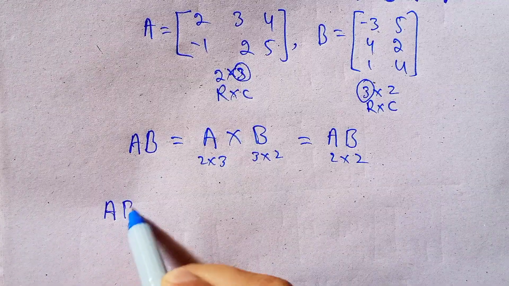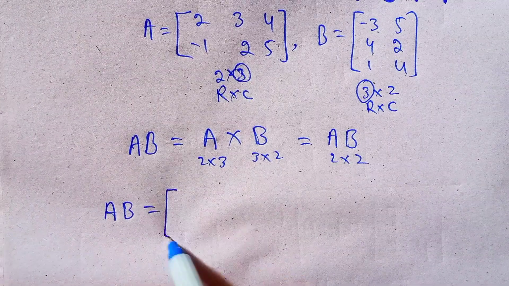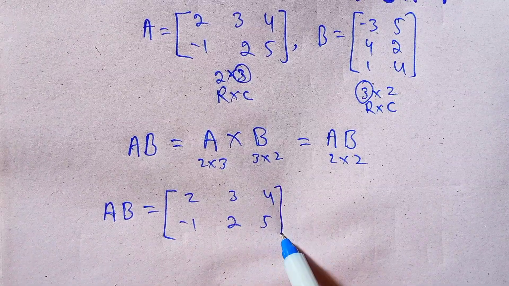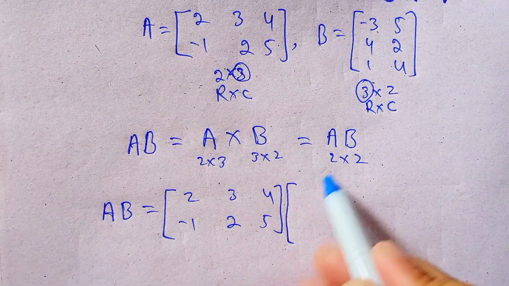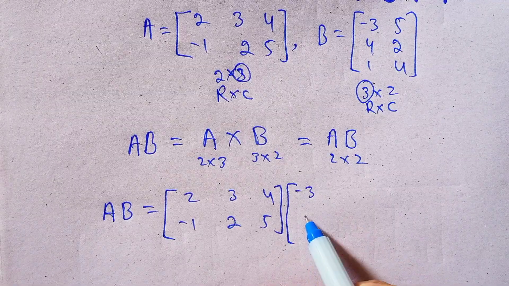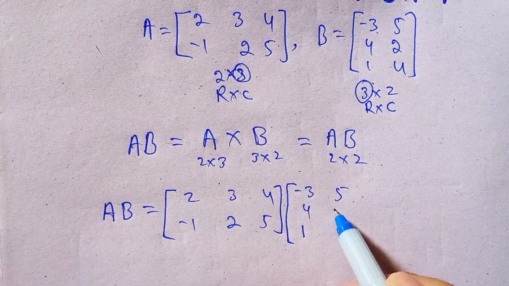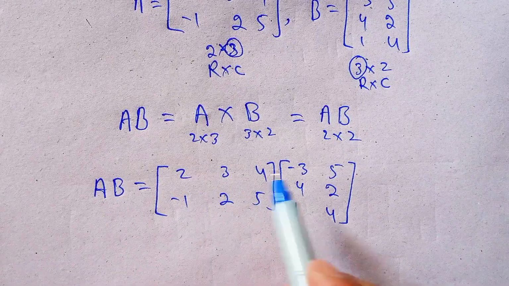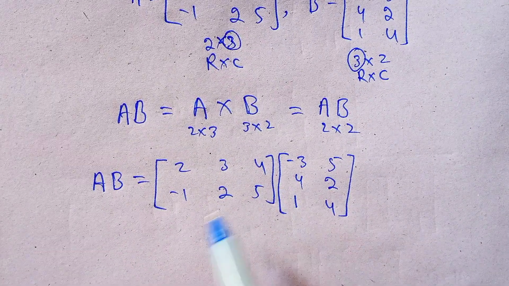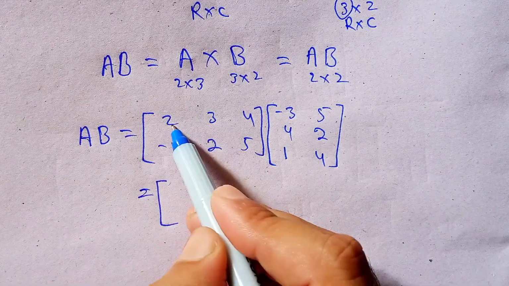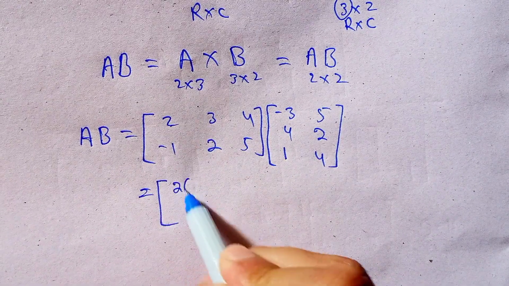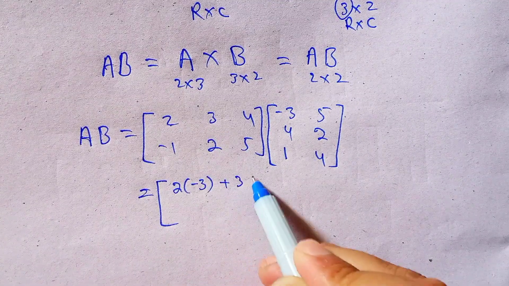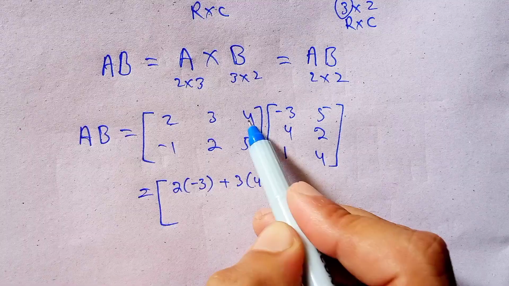So A multiplied by B, or AB, equals the A matrix, which contains the elements 2, 3, 4, -1, 2, and 5, times the B matrix, which contains the elements -3, 4, 1, 5, 2, and 4. Now multiply the first row of the first matrix with the first column of the second matrix. So we have 2 times -3, plus 3 times 4, plus 4 times 1.